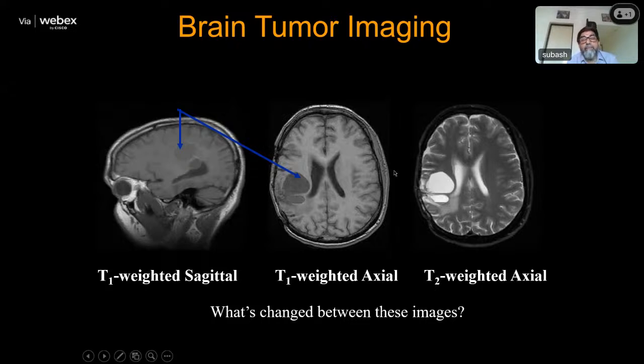So with different combinations of TR and TE, you decide whether the image will be T1 weighted or T2 weighted. How this is done, we'll discuss when we get to the pulse sequence lecture.